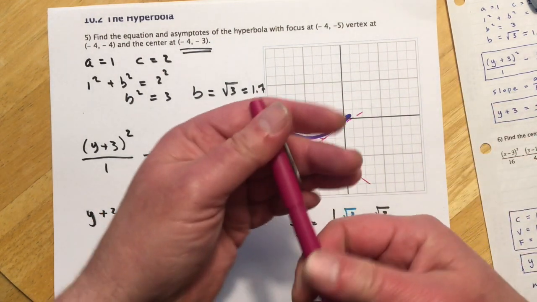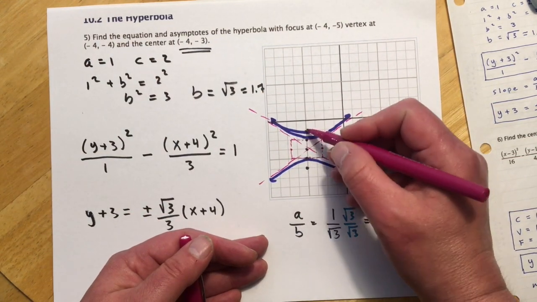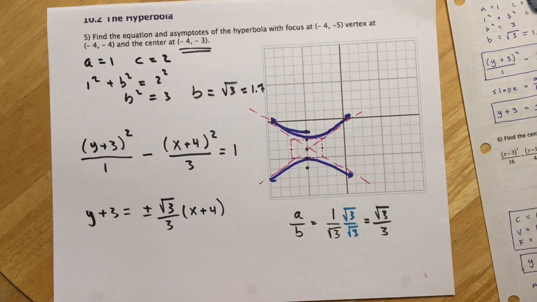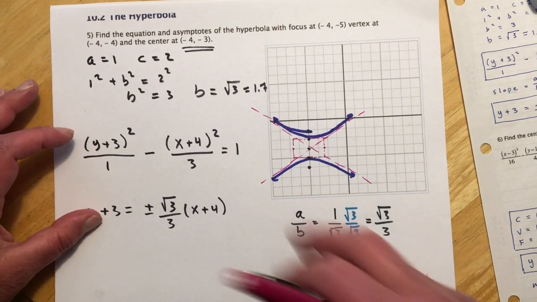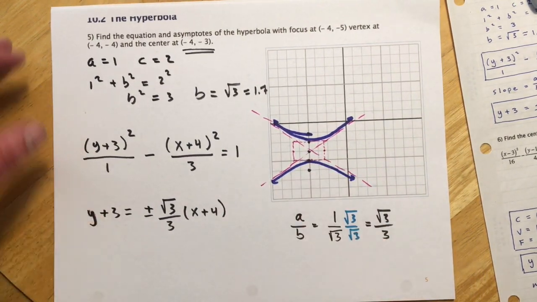And these are fairly imprecise graphs, although you should draw it through the vertex, not the focus like I just tried to do. And let's see, so we got equation, asymptotes, and graphs. So I think that is it on that one.